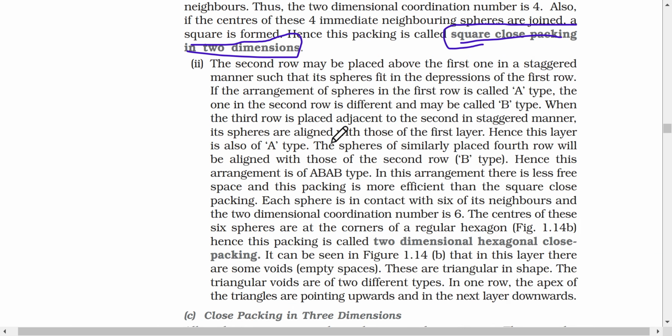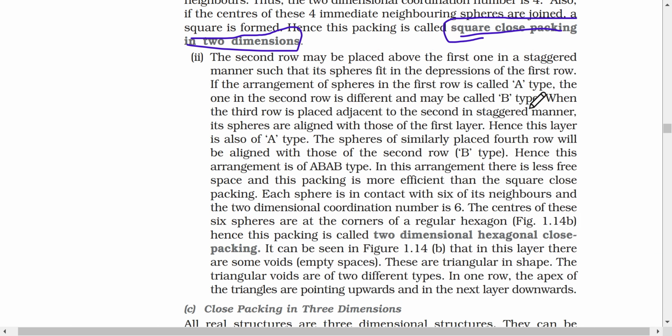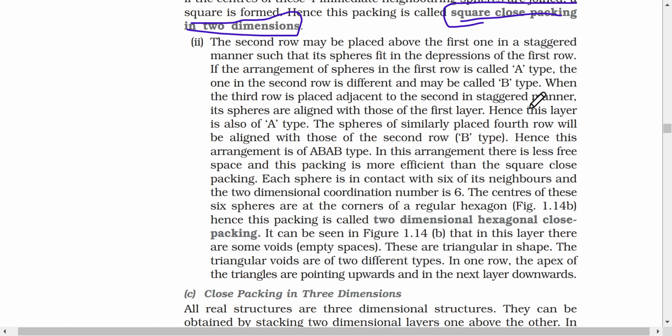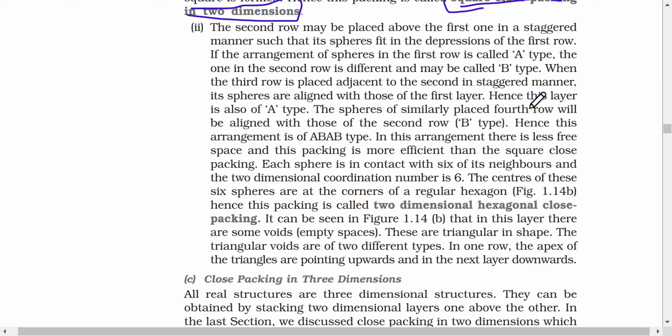All right. If the arrangement of spheres in the first row is called A type, the one in the second row is different and may be called B type. When the third is placed in staggered manner, its spheres are aligned with those of the first. जैसे हमने diagram में देखा. Hence, this layer is also of A type. The spheres of similarly placed fourth row will be aligned with those of the second one. Hence, this arrangement is of AB type.